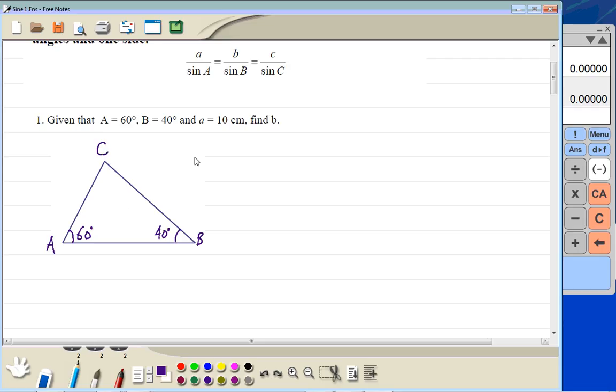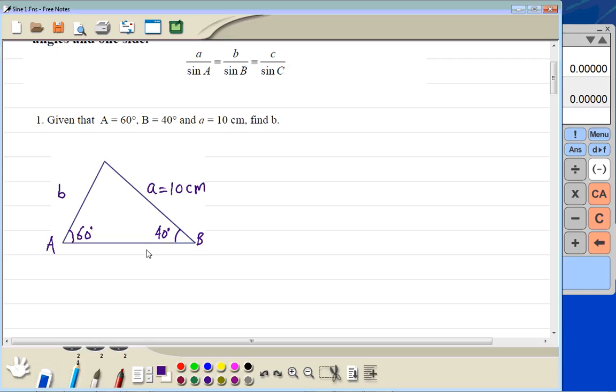Then the side A is always going to be opposite to the angle A, so the side A is here, which is 10 centimeters. Side B, opposite to angle B, is here, and this is the one we're going to find. So the side C is here, but that's not part of the question. So we're only involving side A, side B, angle A, and angle B. Even angle C is not part of the question.